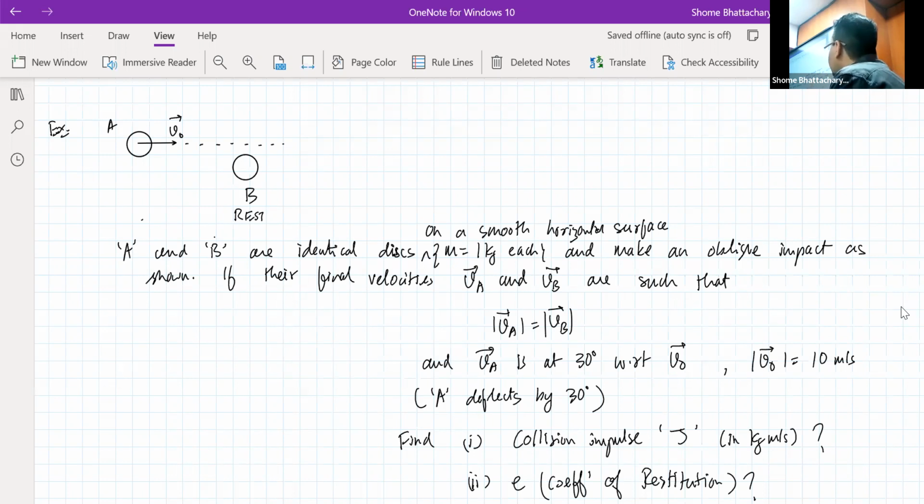So from this first diagram, first try to make the diagram of the impact. During the impact, what is the center to center line, try to understand that. And then draw the diagram immediately after impact with this information and see how we can make use of this.